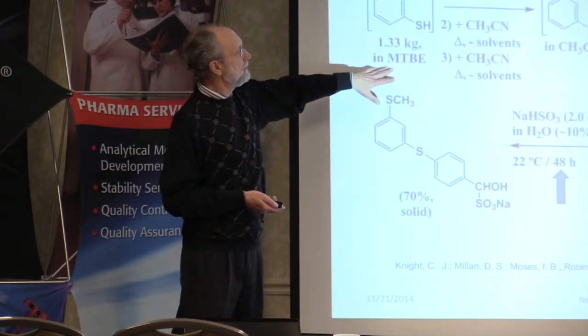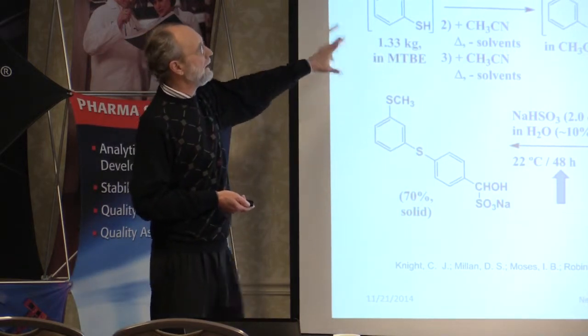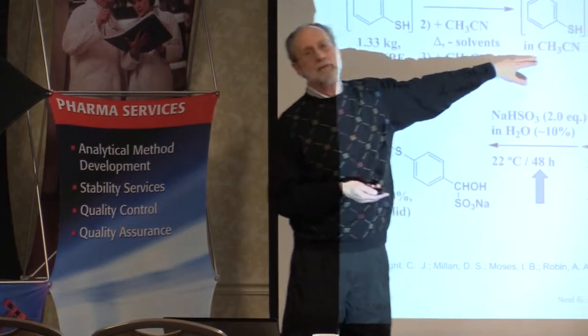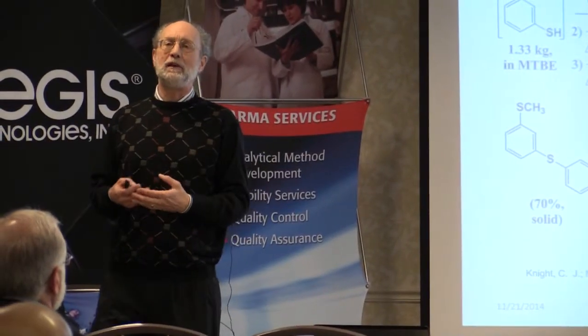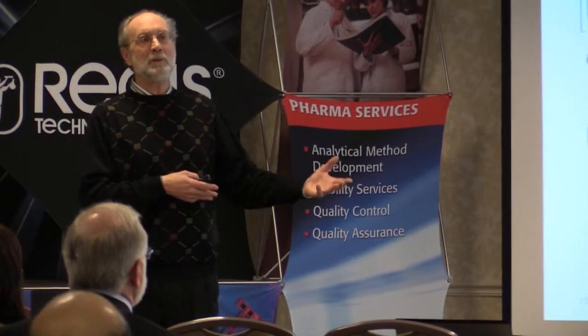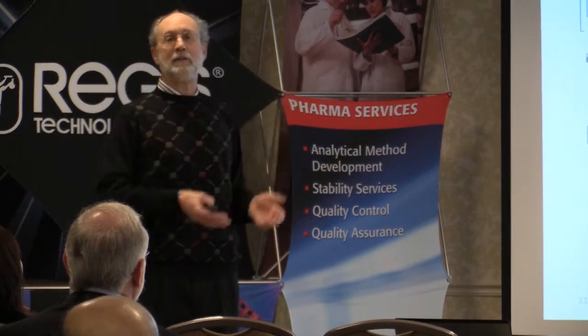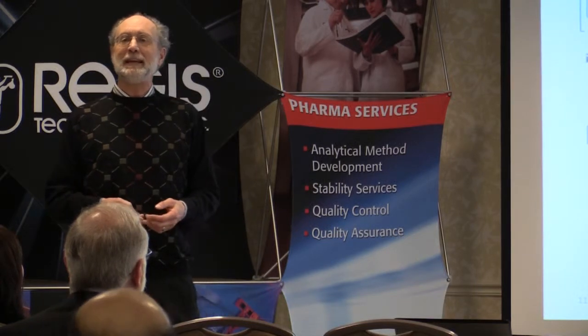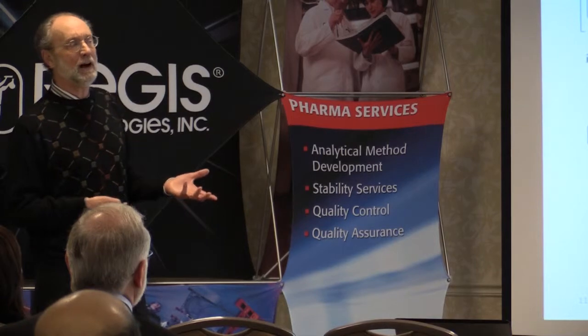The benzene thiol here was generated in methylbutyl ether, and they wanted to get this into acetonitrile for the next reaction. So one of the things that many medicinal chemists would do is to say, well, you just put it on a rotovap and rotovap it to dryness. And you can't do that for the most cases on a large scale.